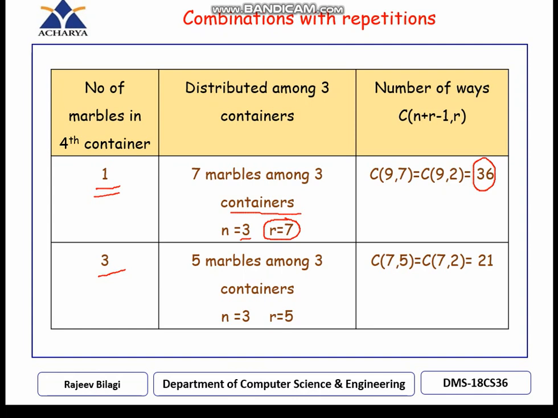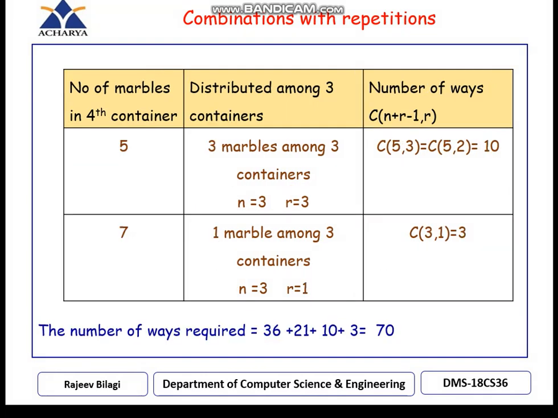Another case is when the last container contains 3. We are left with 5 marbles, and these I need to distribute among 3 different containers. So n is equal to 3 and r is equal to 5. Substituting, 5 plus 3 is 8, 8 minus 1 is 7, so 7C5, which is also 7C2, since nCr is equal to nC(n minus r), which holds good here also. Again I am getting 21. Similarly, when the last container has 5, I am left with 3 to distribute among 3, so n is equal to 3, r is equal to 3. Applying this formula, you get 10.